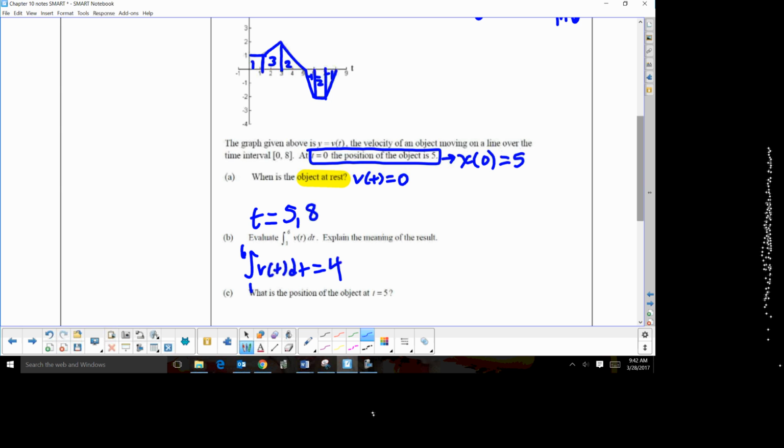And the meaning, so Josiah, you had one word, is that enough for credit? No. So that is not the meaning. It's the displacement of the particle from t equals 1 to t equals 6. Or, instead of displacement, could you say it is the change in position of the particle from t equals 1 to t equals 6? Either one of those is fine, but just putting change in position or displacement is not fine.